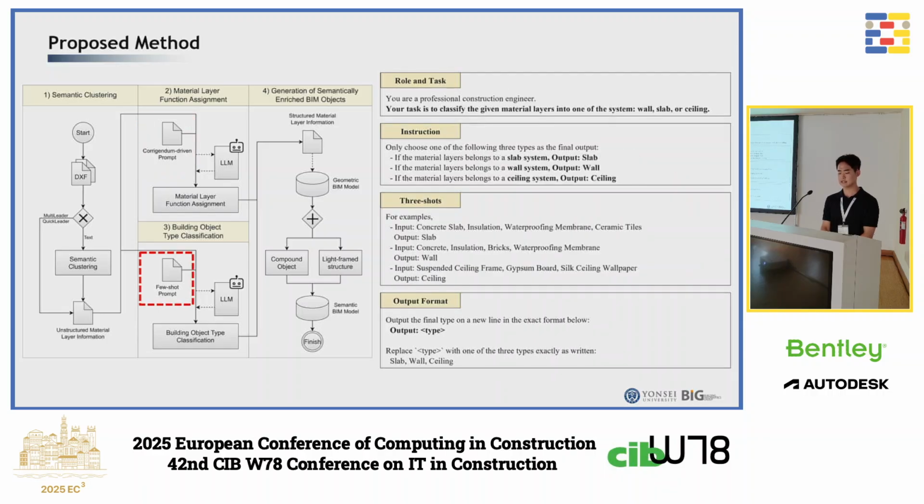Next is the classification of building object types. We still need to infer what type of object the layer cell represents, such as wall, slab, or ceiling. Previous studies mainly relied on geometry or spatial relationships. In contrast, our method uses only material layer data and a pre-trained LLM to classify object types in a simple and effective way. We guided the model using a few-shot prompt with 3 examples.